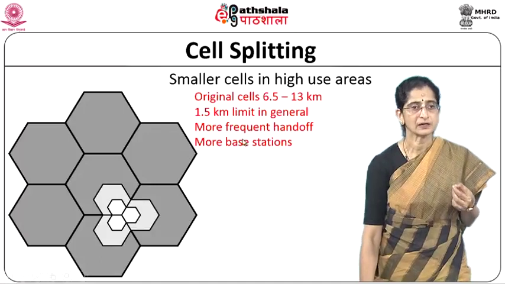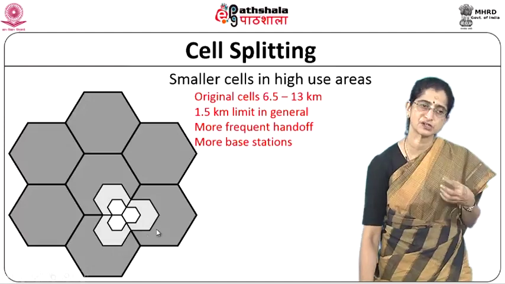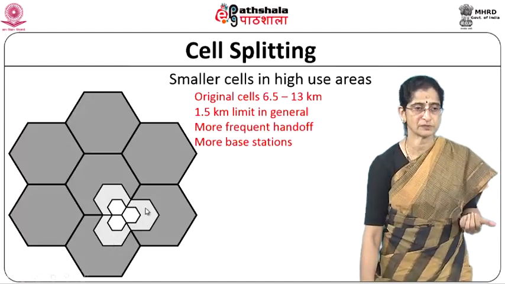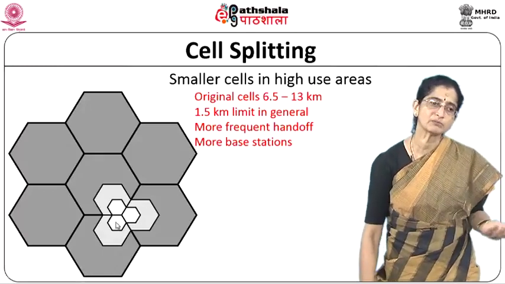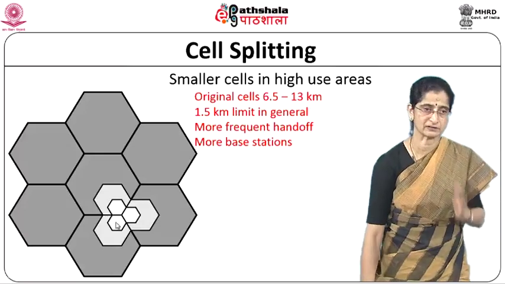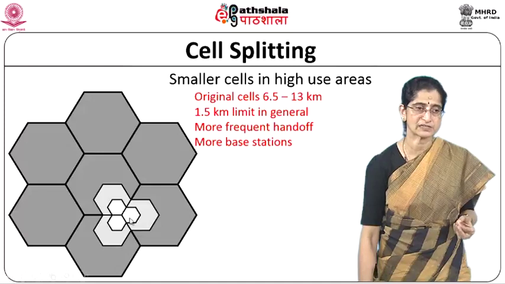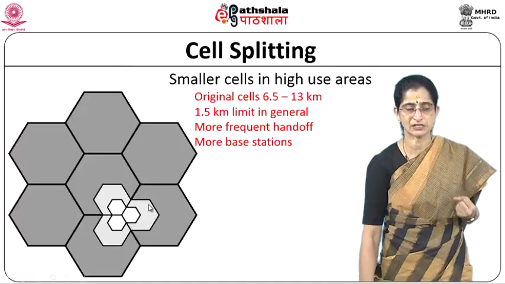Handoff is what happens when you move from the range of one base station to another base station. Your call has to be handed off from one base station to another. So if you have smaller cells, obviously as you move there will be more handoffs that will have to be done. That is something that you will have to handle in the case of cell splitting, but it helps you to manage the traffic with the available set of frequencies.